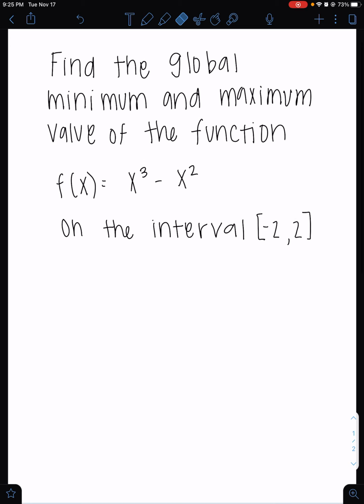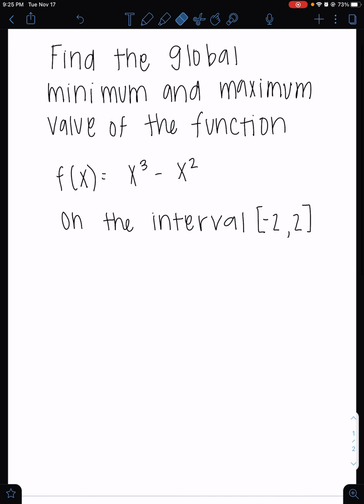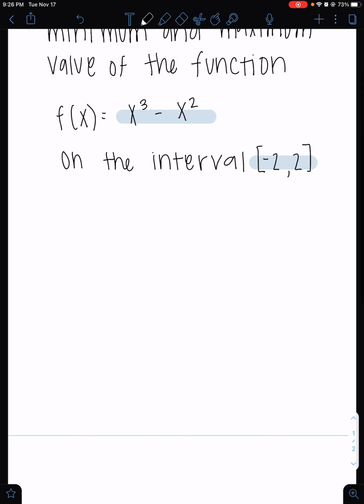In this example, find the global minimum and maximum value of the function f(x) = x cubed minus x squared on the interval [-2, 2]. We're going to break this down into steps and go more in depth within each step.